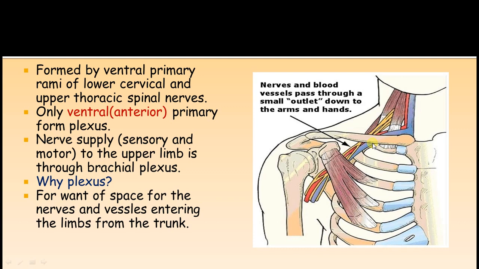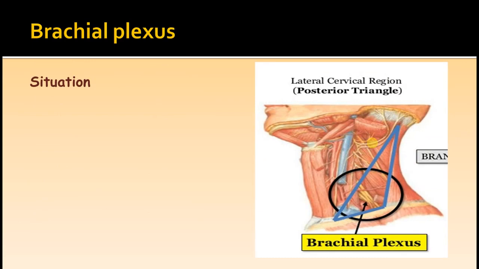2-3 nerves join, and once they cross that narrow area, they divide into many branches and innervate the target structures. Okay, so now coming directly to the brachial plexus, where it is actually situated. Here you can see on the side of the neck an area called the posterior triangle, which is highlighted for you. In the posterior triangle the roots of the brachial plexus arise.